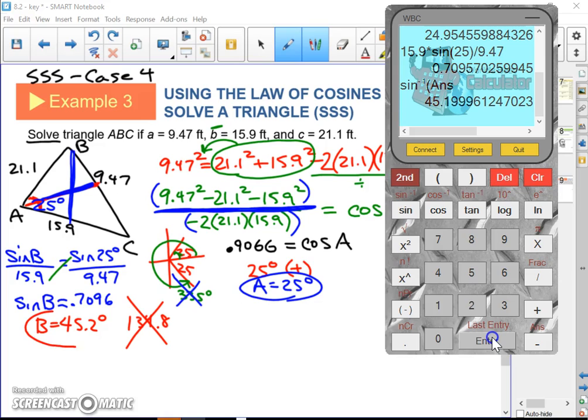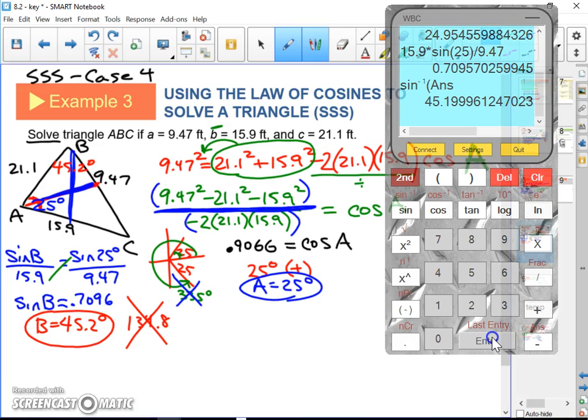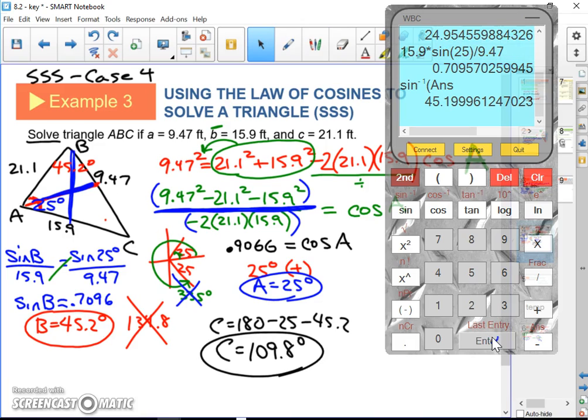Okay, so I've got B equals 45.2. Should be easy to find the third angle. You just subtract from 180. Angle C is going to be 180 minus 25 minus 45.2. 109.8. Okay, good. C equals 109.8. And there we are.